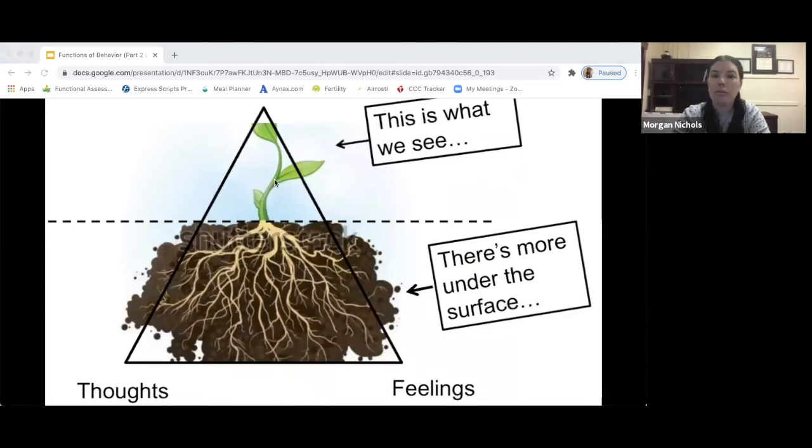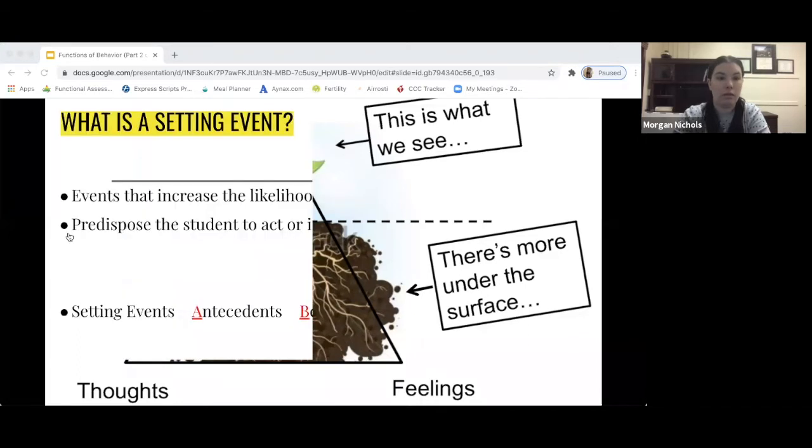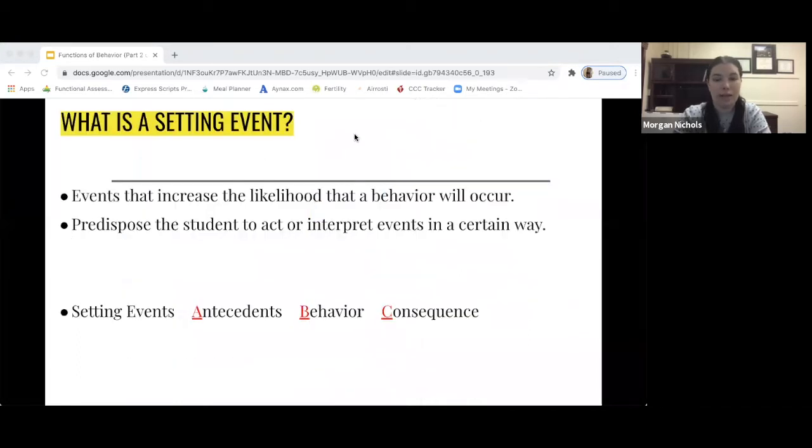Now, there's a lot more going on than what we immediately see. Thoughts and feelings come into play, but also there are things called setting events. So what is a setting event? It is an event that increases the likelihood that a behavior will occur. It predisposes the child to act or interpret events in a certain way.